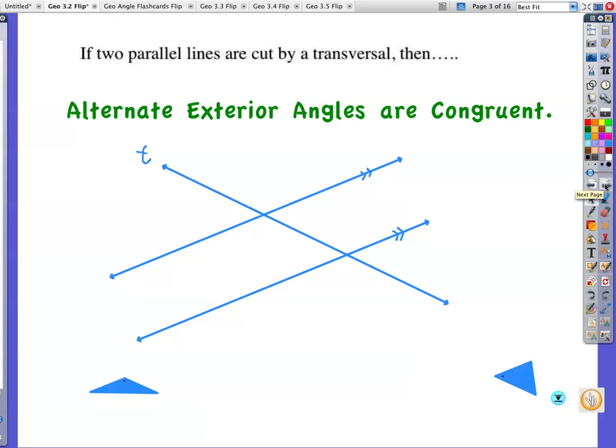Alternate exterior angles. Okay? So here's an exterior angle.